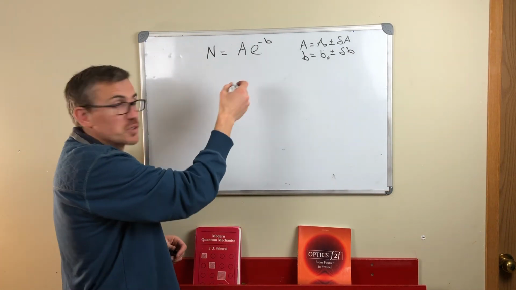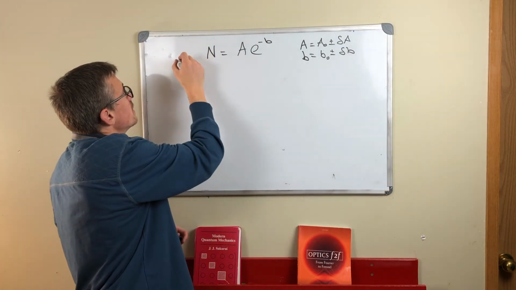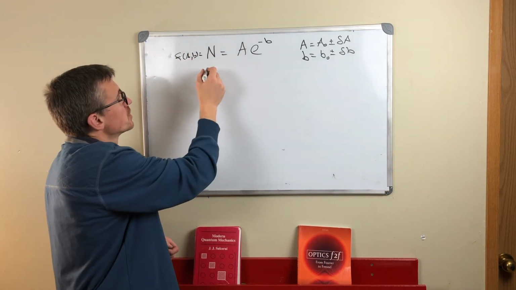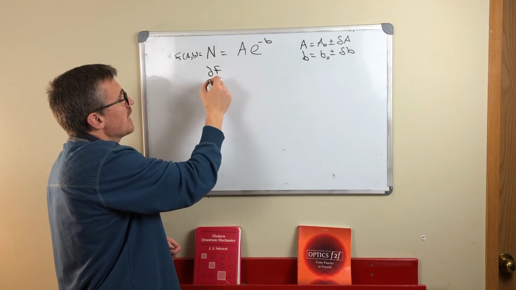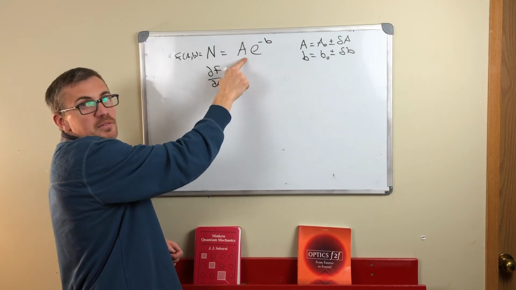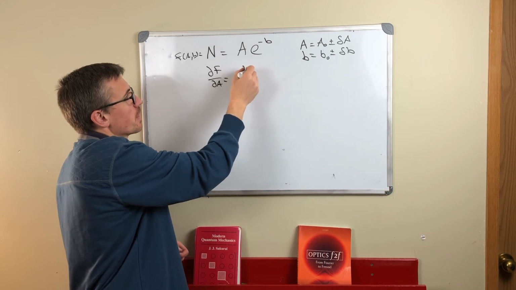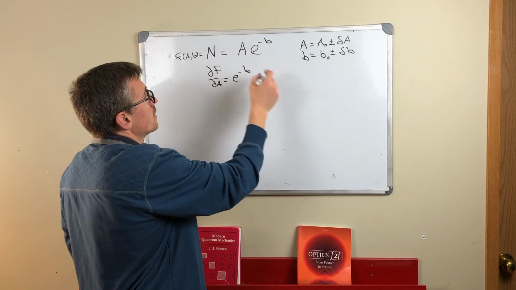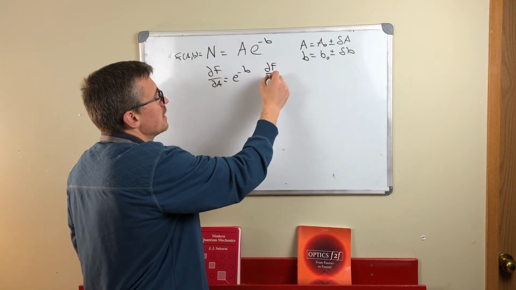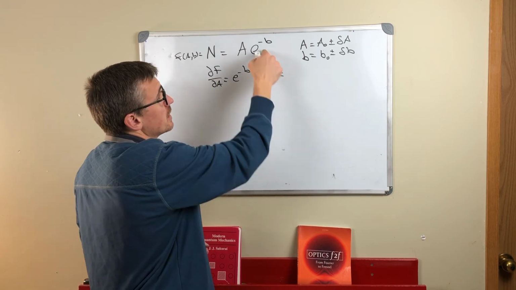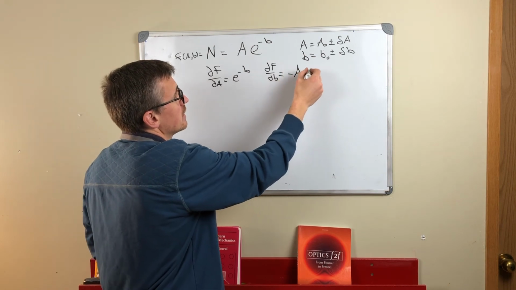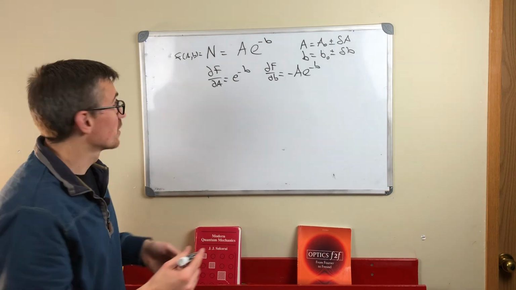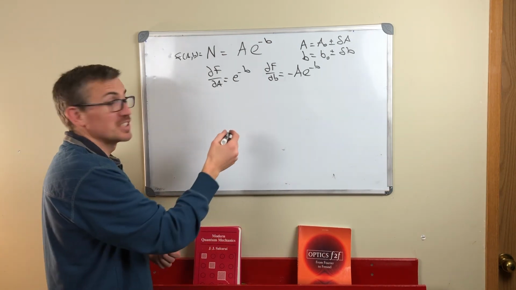Well, we need to know the partials. So f of a, b here is equal to n. So df by dA, well, the derivative of this will just give us e to the minus b. It's not independent of b. And df by dB is going to give us negative a e to the minus b. Okay, those are my partials. Let's just plug it into the formula. We're going to turn the crank and just see what we get.